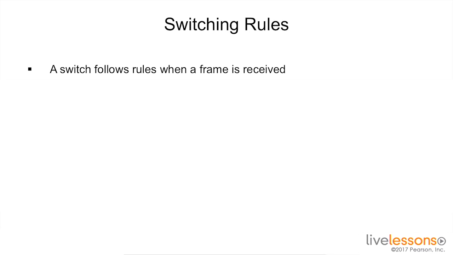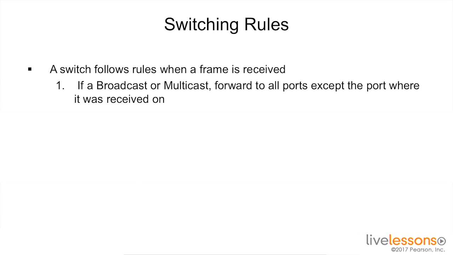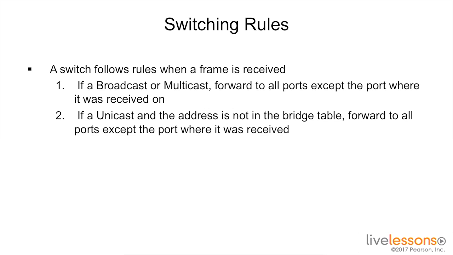Cisco switches follow these basic rules when they receive an Ethernet frame. If it's a broadcast or multicast frame, the switch forwards that frame to all of its ports except for the ports in which that frame was received on. If it's a unicast frame and the address is not in the bridging table or MAC address table, the switch forwards this frame to all ports except the port where it was received on.